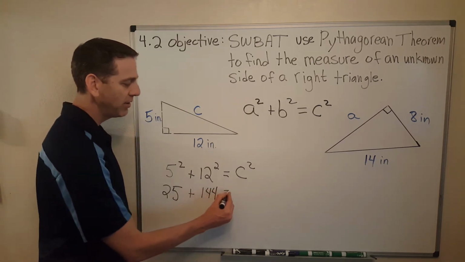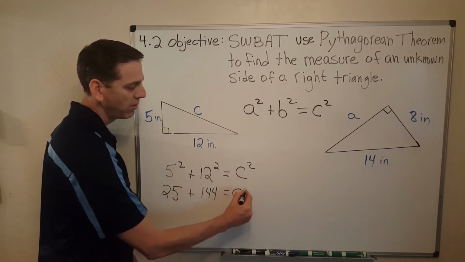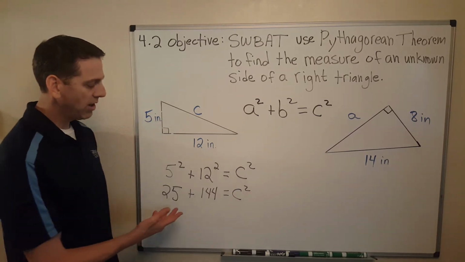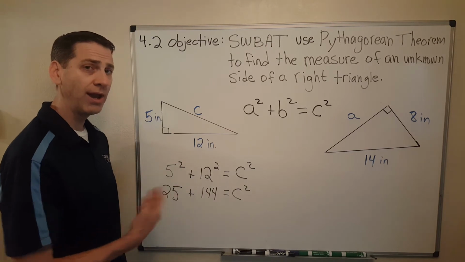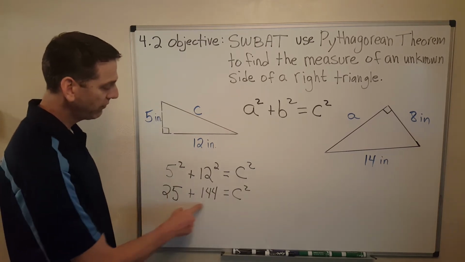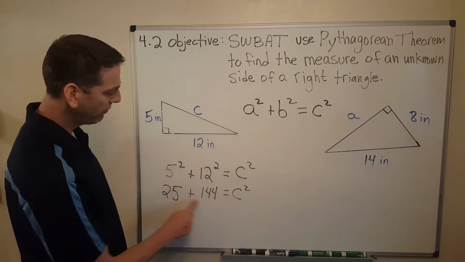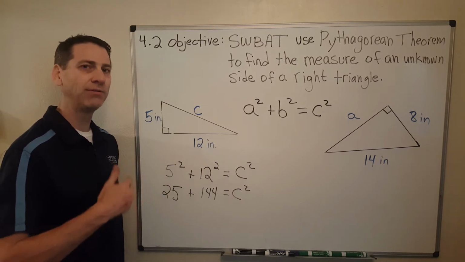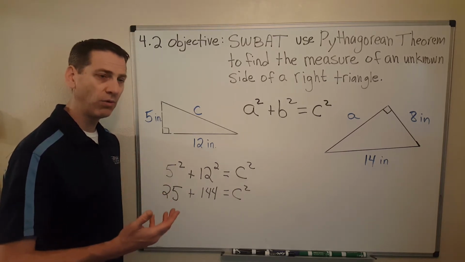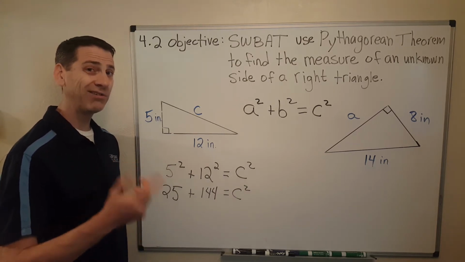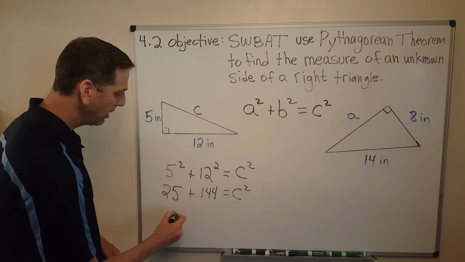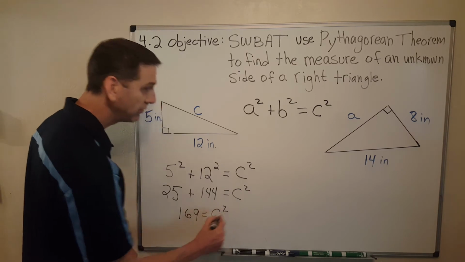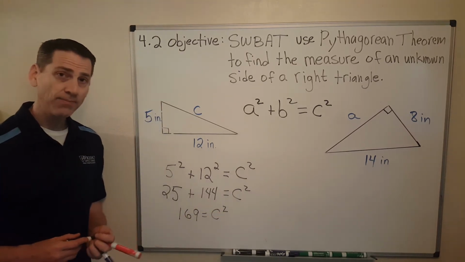Okay? And that's going to be equal to, well, we still don't know what c is, so we'll just leave it as c squared. Okay. So now we have 25 plus 144. We can go ahead and add those two. I like to count by tens. So 144 plus 10 is 154, plus 10 is 164, plus 5 more is 169. All right, so I get 169 equals c squared. All right?